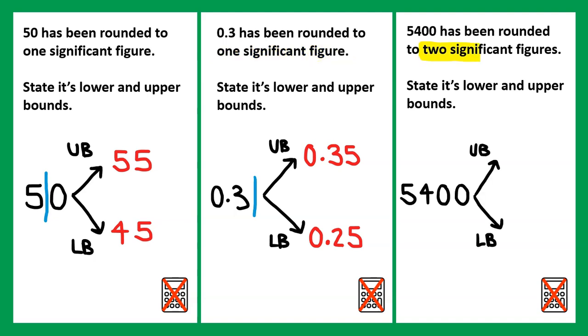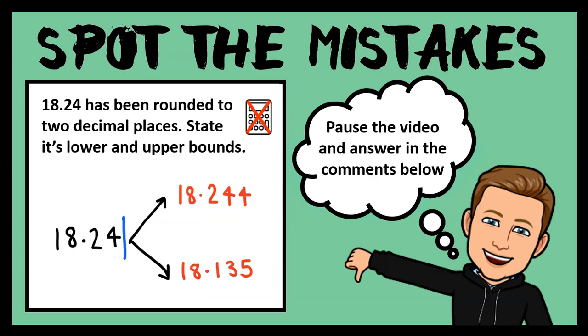Lastly, 5,400 has been rounded to two significant figures. The second significant figure will be the 4, so I put my rounding line afterwards, meaning the upper bound would be 5,450 and the lower bound would be 5,350.